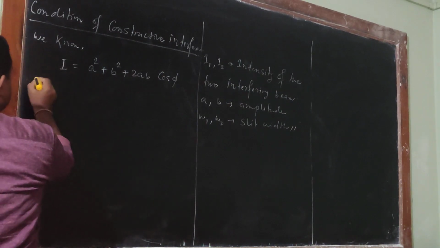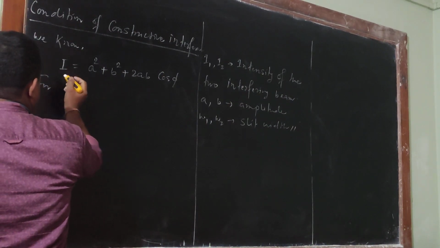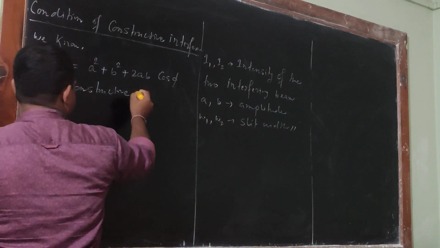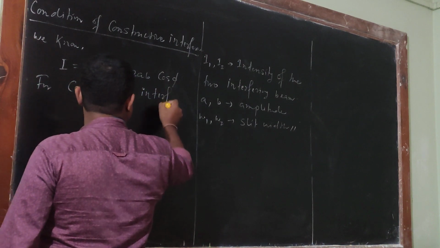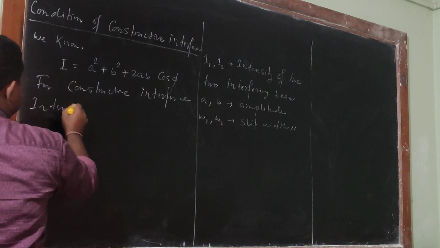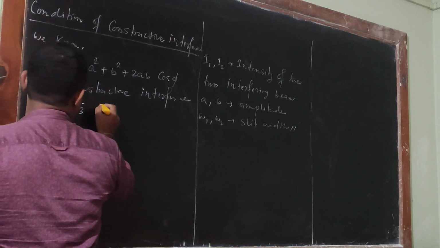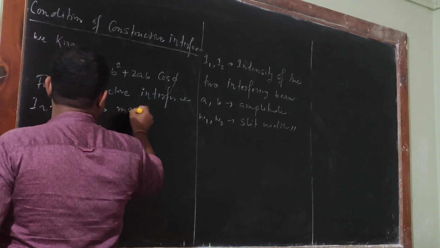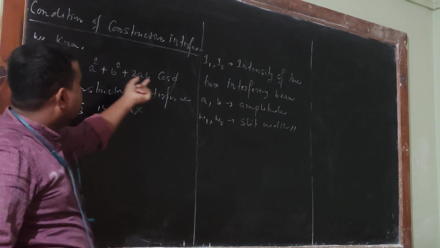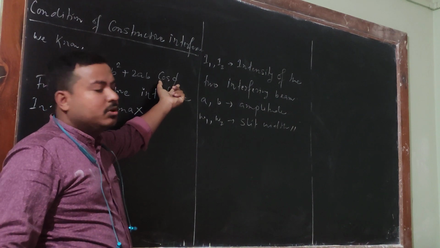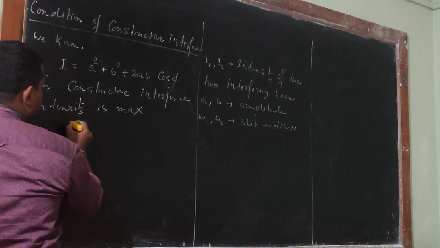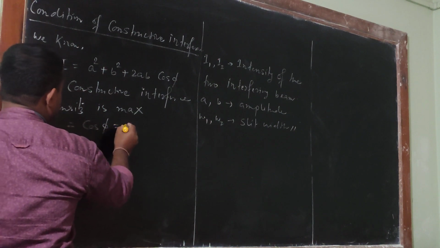For constructive interference, I is maximum. Now you see, I will be maximum if cos phi is equal to what? 1. Because we know the maximum value of cos theta is 1. Therefore, cos phi is equal to 1.